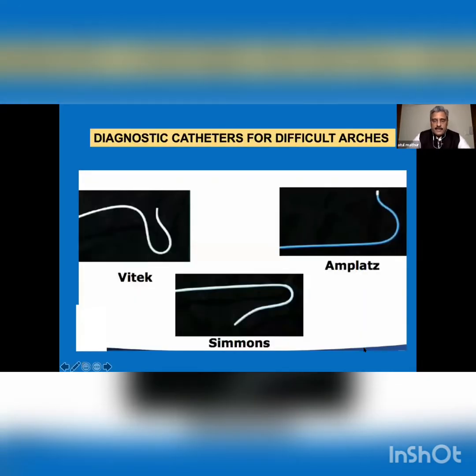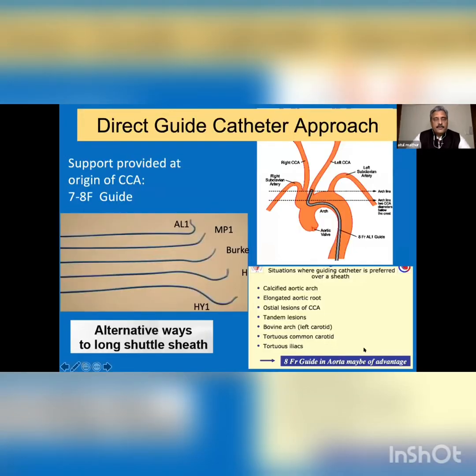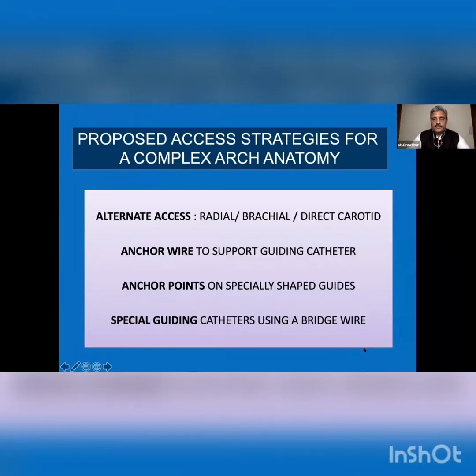So there are several diagnostic catheters which can be used in such challenging anatomies. And people would probably prefer a direct guide catheter approach, 7 French or 8 French guide catheter, depending on the hardware they are going to use to access these adverse common carotid arteries.